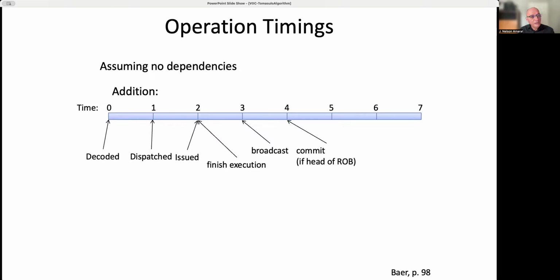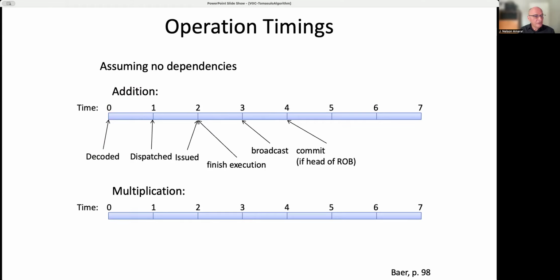And then I will be able to commit that addition to the register if it is at the top of the reorder buffer at the end of cycle 4.